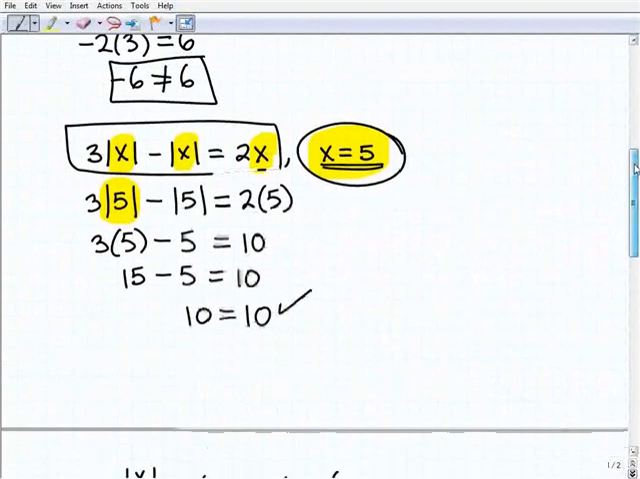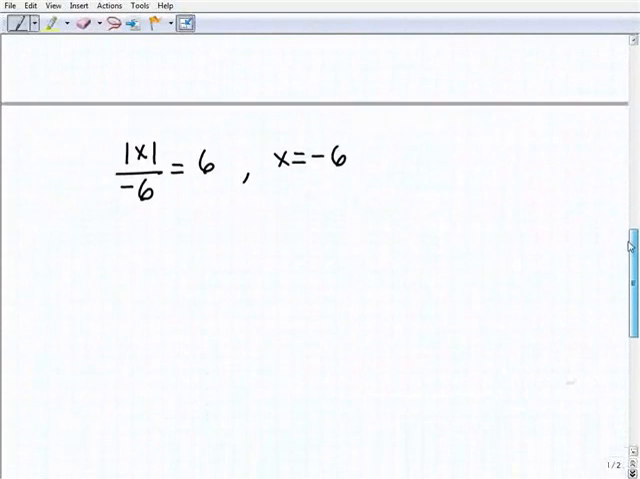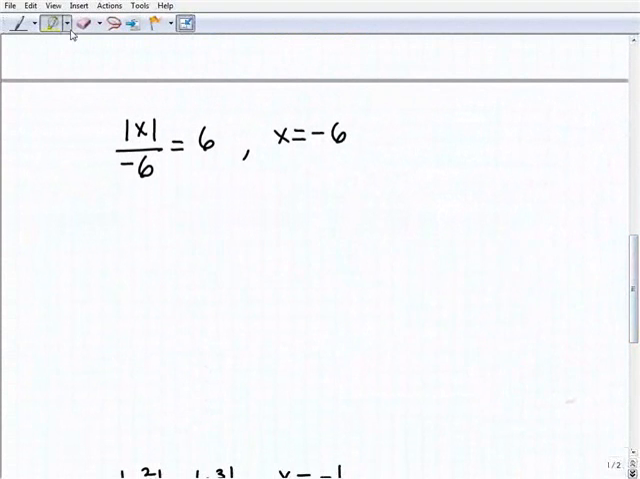All right, let's go on and take a look at our next problem. Here we were given x equals -6, and here's our equation. So we're going to go ahead and plug in that -6 right there.